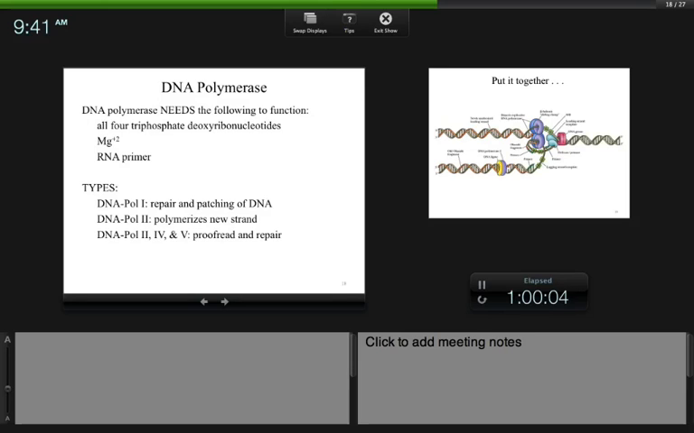Oh, crap. Definitely out of time. The other things we'll need: magnesium ion and your RNA primer to get it started to allow for that process to go. There's several different types of DNA polymerase.